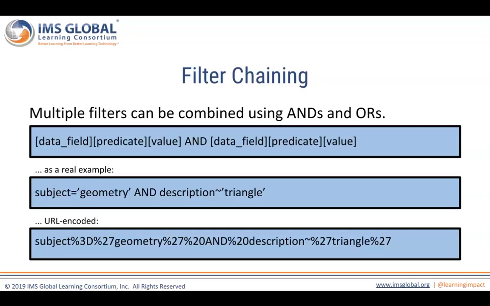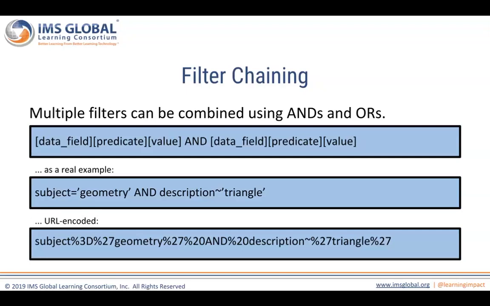So we construct two filters. We've got subject equals geometry, and then description, and we're using the tilde predicate here, triangle. So this is saying description contains the text triangle. We combine those together with an and, then URL encode them together, and then we get this very pretty looking string at the bottom.